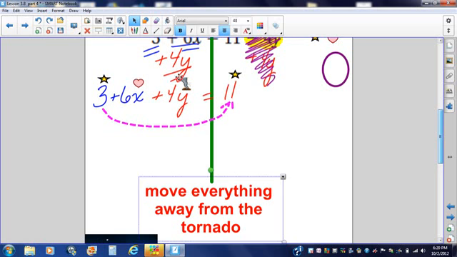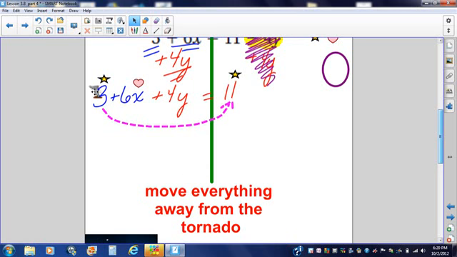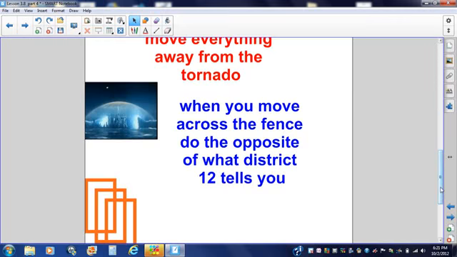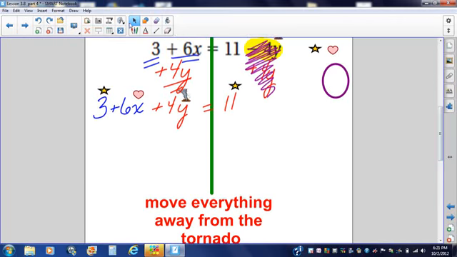Okay, I'm going to move everything away from this tornado so they don't get destroyed. Death, mayhem, destruction. You're so weird. I'm going to move this 3 away from the tornado to the other side. Remember that when you move across the fence, you do the opposite of what District 12 tells you. So those of you who are thinking, this is a SPY for the positives, I'm going to do the opposite, which is to subtract. 11 minus 3 gives me 8.